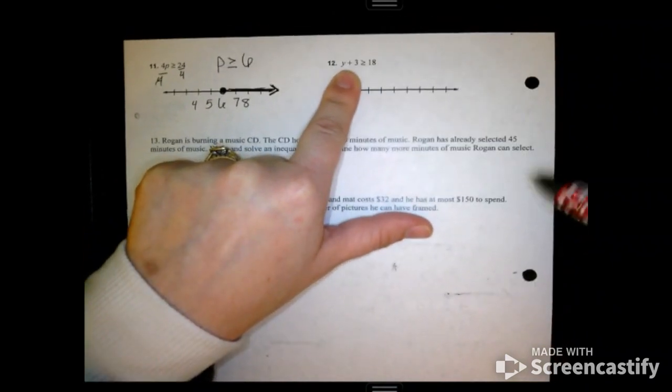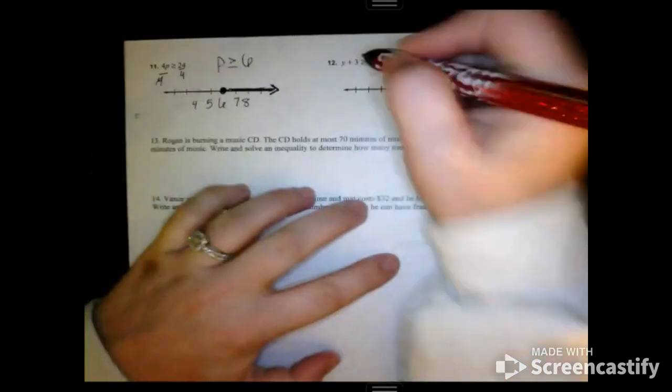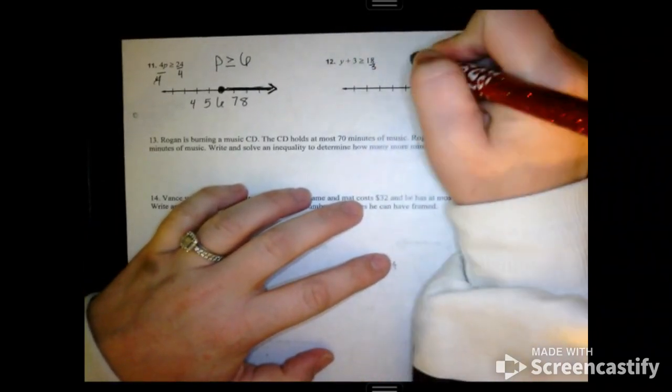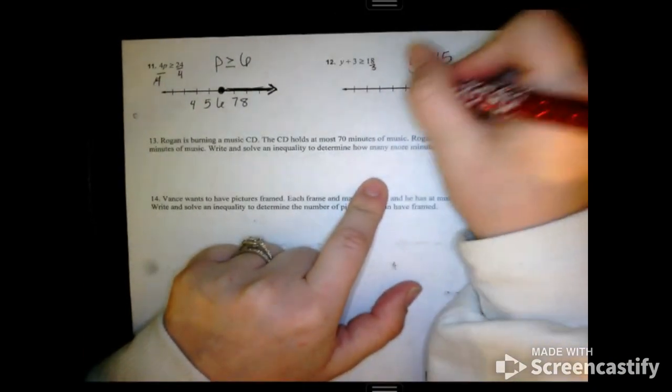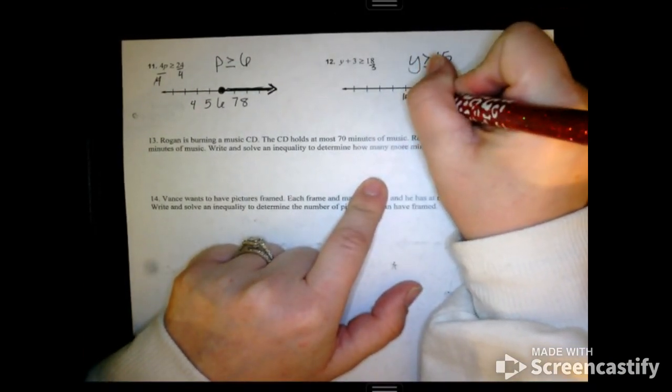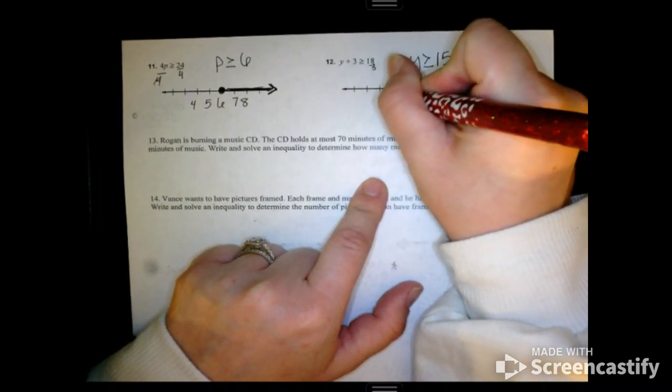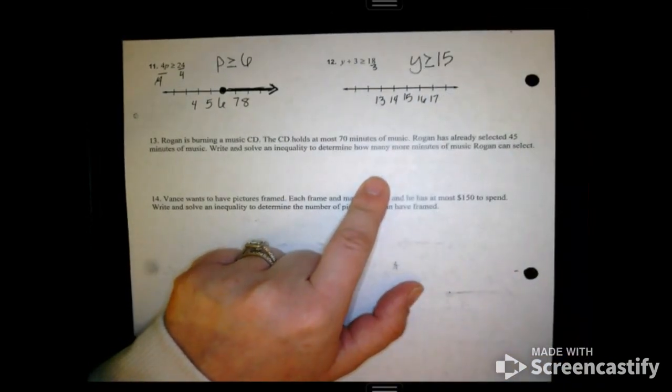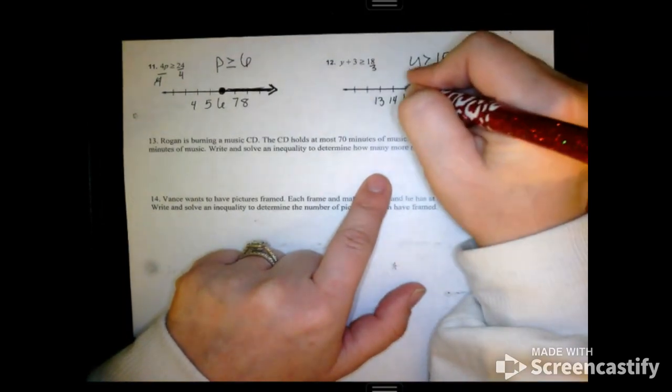What do I do to solve that one? Minus 3. What's 18 minus 3? 15. So y is greater than or equal to 15. So 15, 16, 17, 14, 13. What kind of circle? Closed. Which direction? Right. Good.